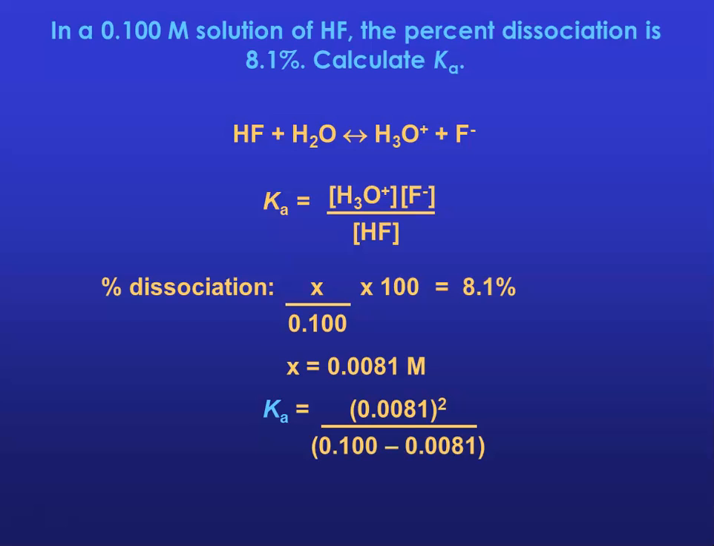Because our percent dissociation was greater than 5%, we don't get to disregard the X on the reactant side this time, which is why you see 0.1 minus X, 0.0081. And I go through and do my calculation, and I get that my Ka is 7.1 times 10 to the negative fourth. And I'm pretty sure if you take a look at your notes, or that table I gave you in class, you're going to see that's pretty close to the Ka value for HF.